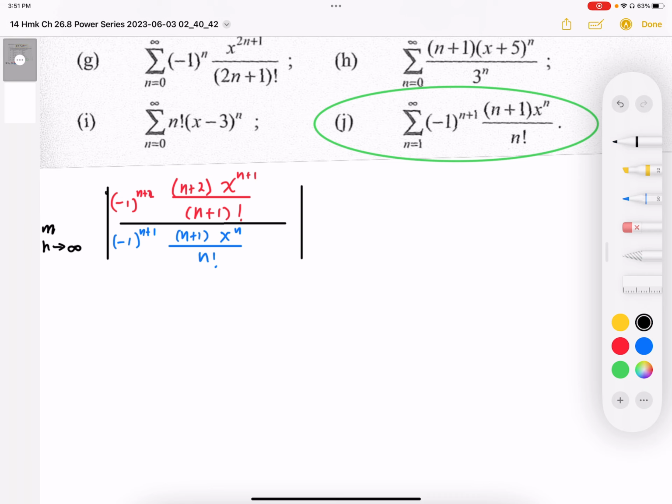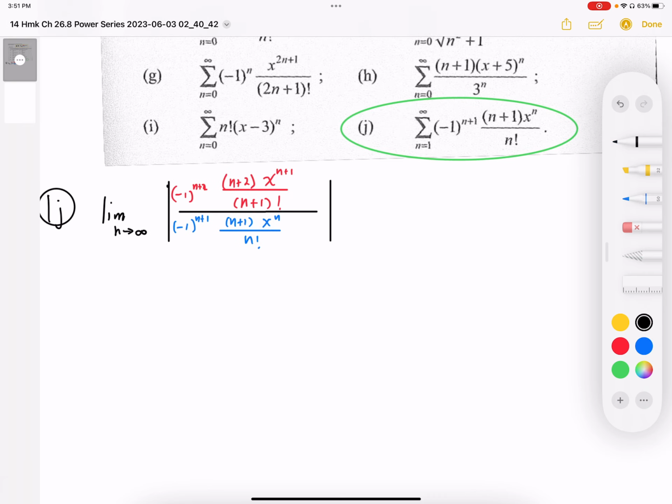So again, we're going to group some of these terms together. So the limit as n approaches infinity, we're going to group these terms together. We just have an extra negative 1 factor, so we'll write this as negative 1. Let's start with the denominator, the fraction here, so we're going to end up with negative 1.